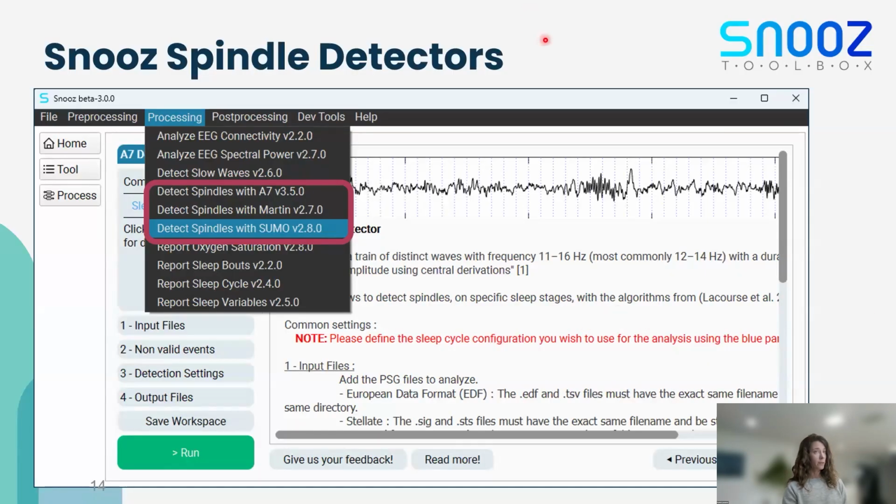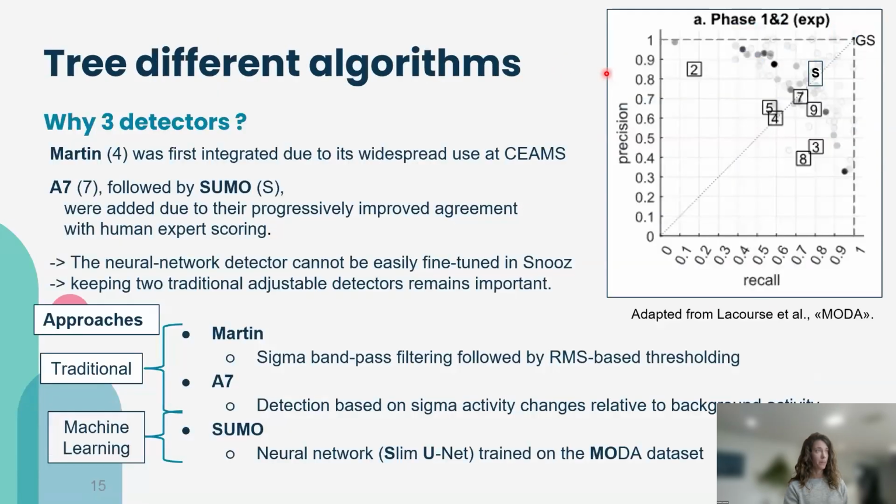The three spindle detectors integrated in Snooz are grouped in the processing menu category. So why three detectors? Martin was first integrated in Snooz due to its widespread use at SIAMS. A7, followed by Fuseau, were later added due to their progressively improved agreement with expert scoring. Here in the figure, still extracted from the MODA project, it's again the data representing 180 subjects, both old and young.